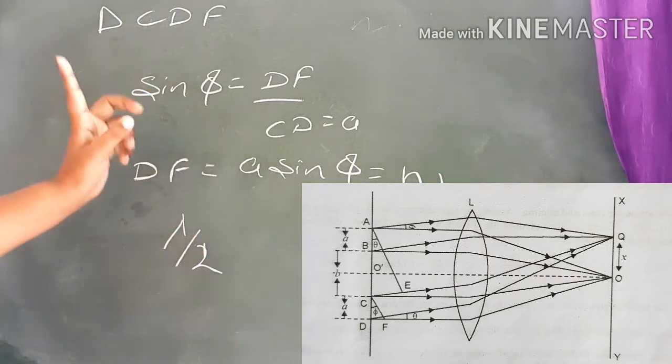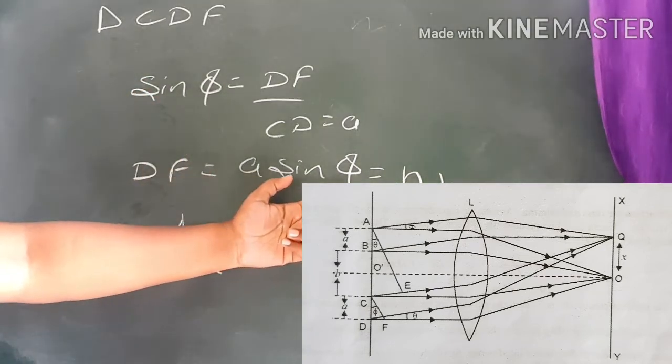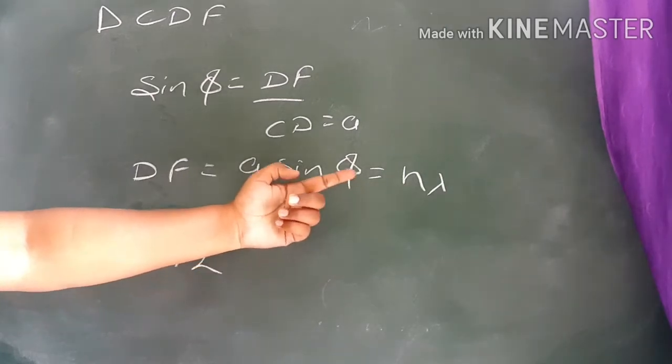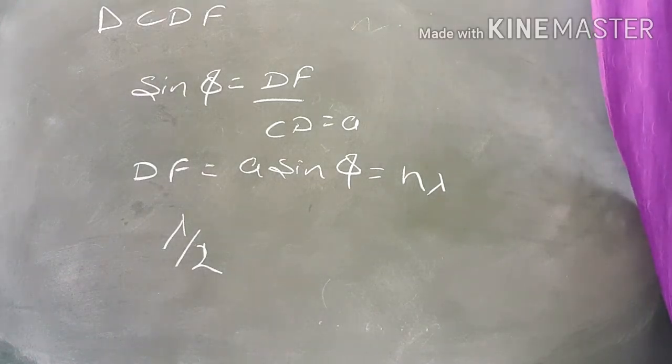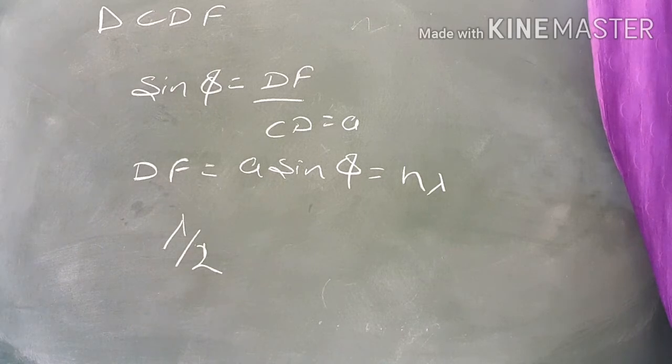In case of interference, this is the condition of maxima. In case of interference, if path difference is equal to n lambda, that is the condition of maxima. But in case of diffraction, if path difference is equal to n lambda, then this is the condition for minima.